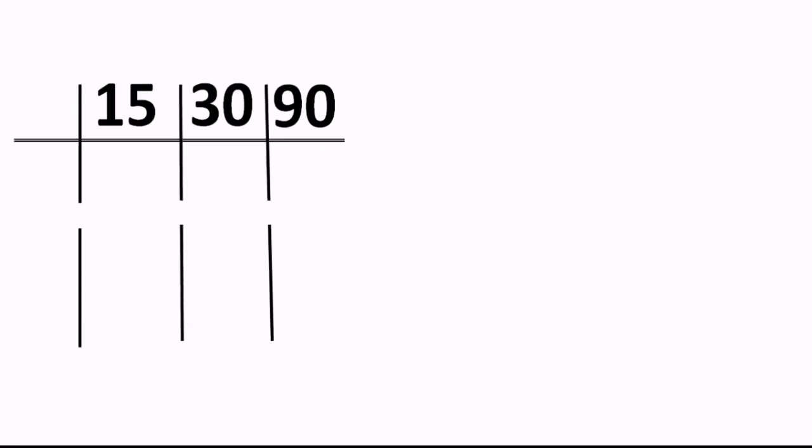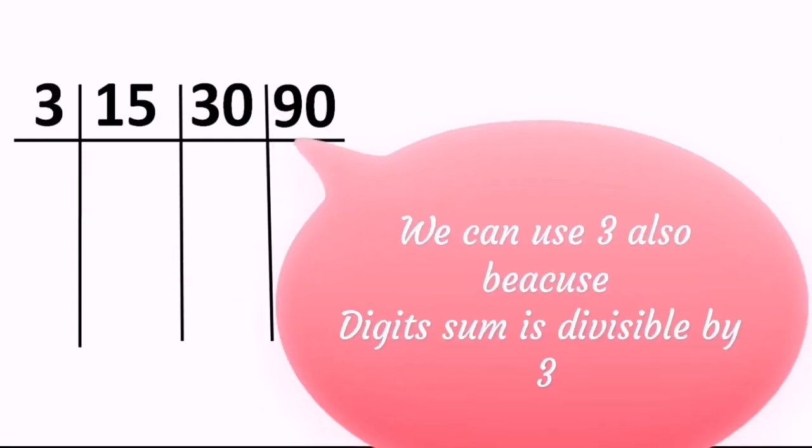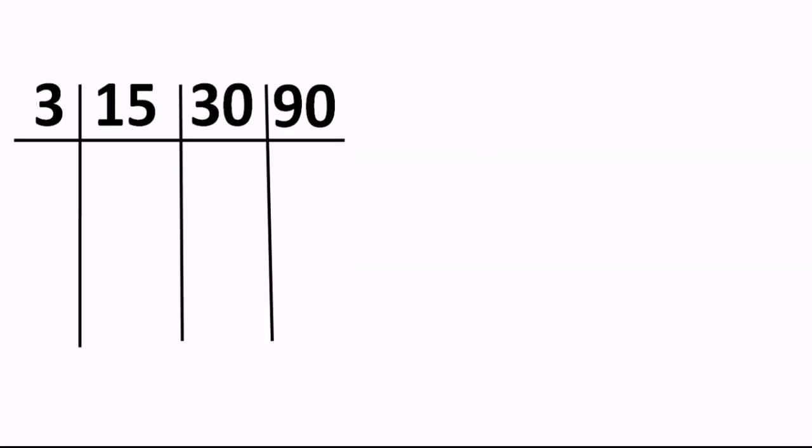Okay, let's see what happens now. 15, 30, 90, all these three numbers are divisible by 5, right? Because 15 has a 5 in the unit place, and the remaining two numbers have 0 in the unit place. So 5 can be utilized or 3 also can be utilized. Okay, so when you divide 15 by 3, we get the answer 5. When you divide 30 by 3, we get the answer 10, right? And when you divide 90 by 3, we get the answer 30.